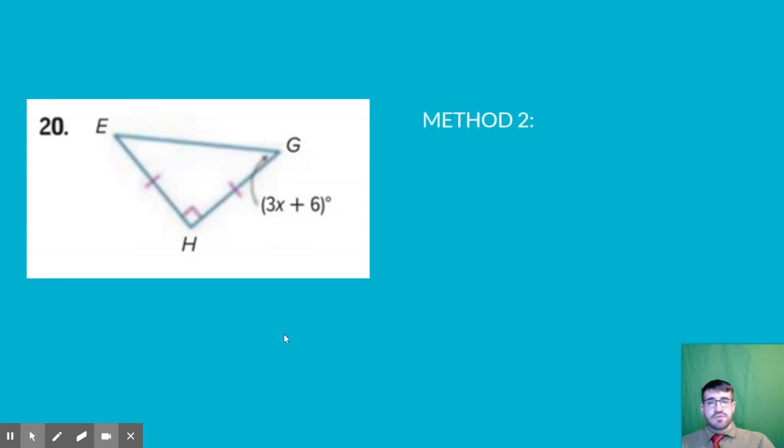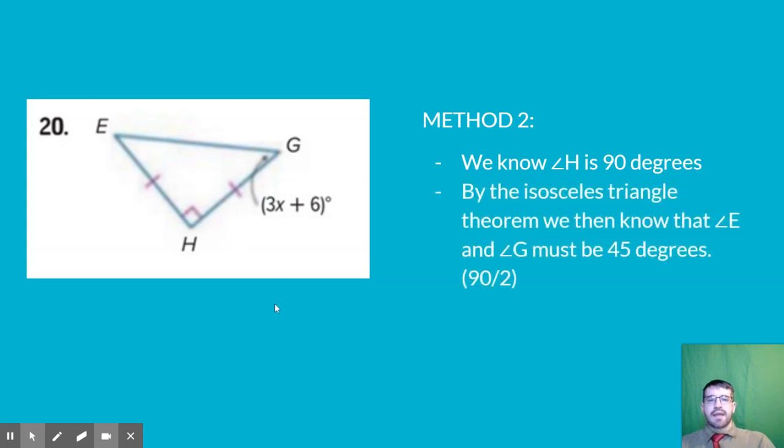Method 2 is we know that H is 90 degrees. By the isosceles triangle theorem, we know that angle E and angle G must be 45 degrees. E must be 45, G must be 45. They have to be complementary.